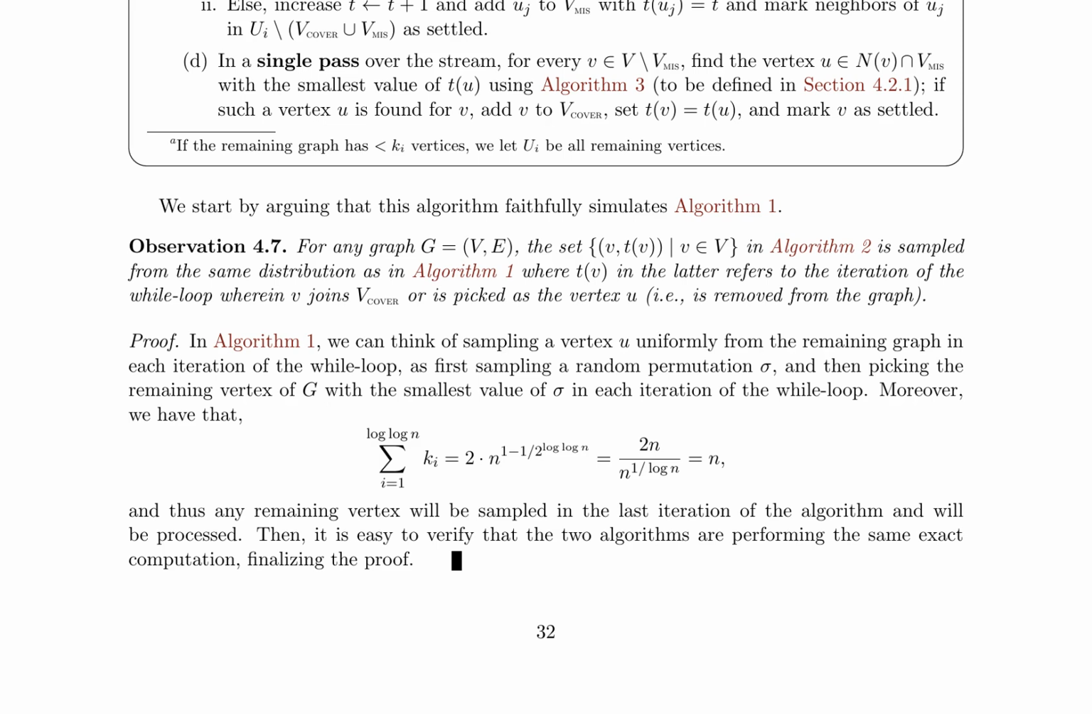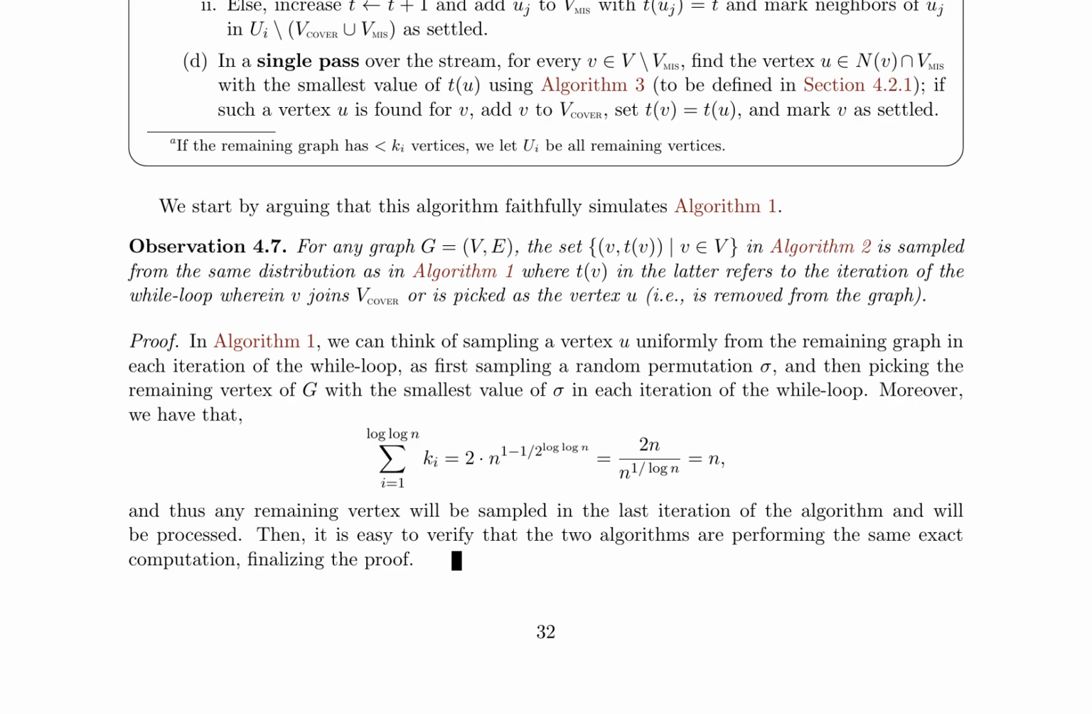The algorithm's correctness is established by showing that it performs the same computation as algorithm 1. The proof also verifies that any remaining vertex will be sampled in the last iteration of the algorithm and will be processed. The algorithm's time complexity is O(log n), which is a significant improvement over the original algorithm. The key contributions of this section are the design of algorithm 2 and the proof of its correctness.